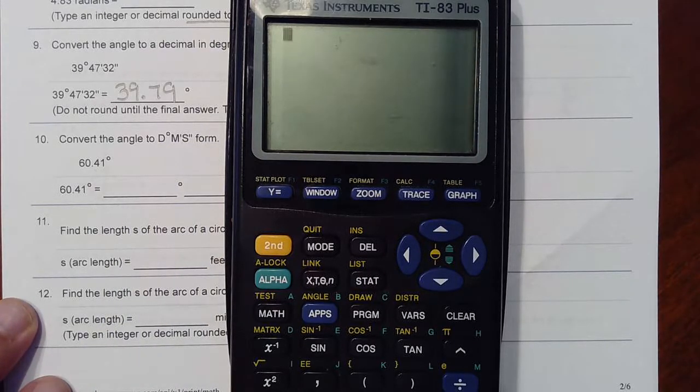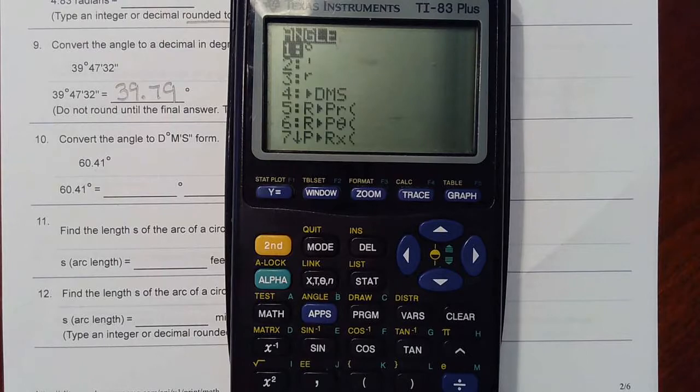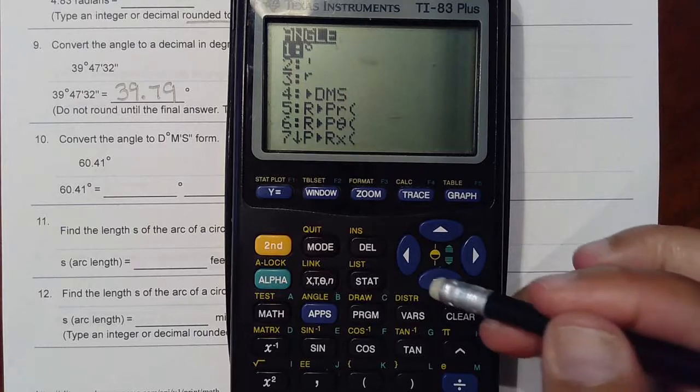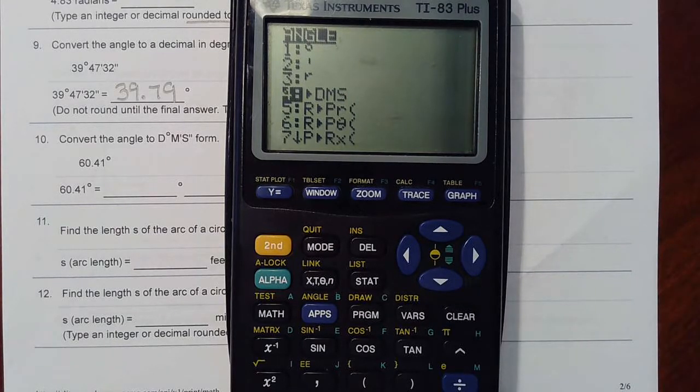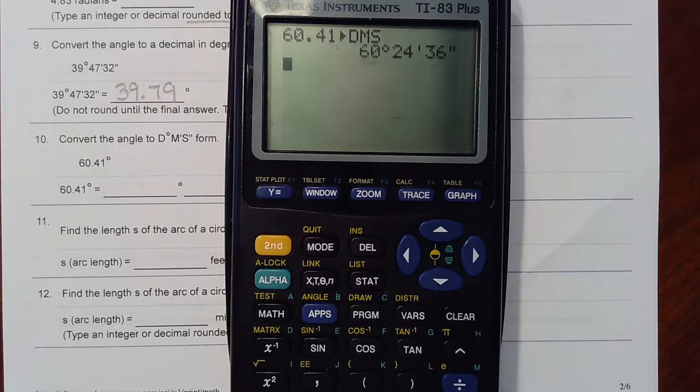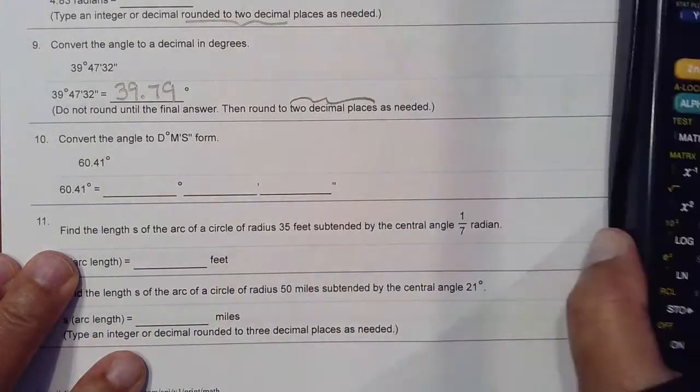So all you have to do, and if you put no symbol on it whatsoever, you don't actually have to go and paste it. If there's only one symbol, you don't have to attach it to the number. So 60.41, that's right there. Now go to second angle where we found all those symbols. And if you go down to option number 4, you're going to have to press enter twice. It'll take it into degrees, minutes, and seconds. That's what DMS is. So go once, enter again twice. All I did was go down to option 4 and I pressed enter twice.